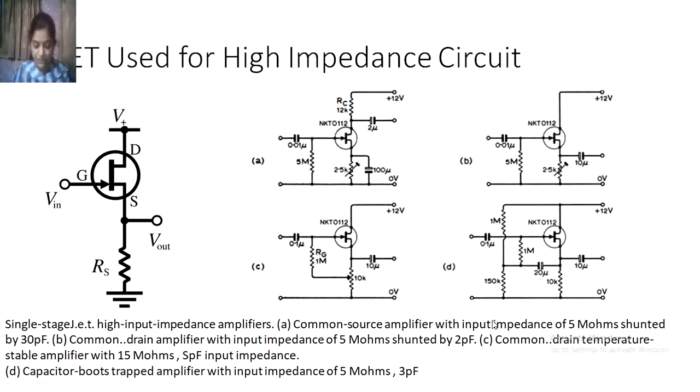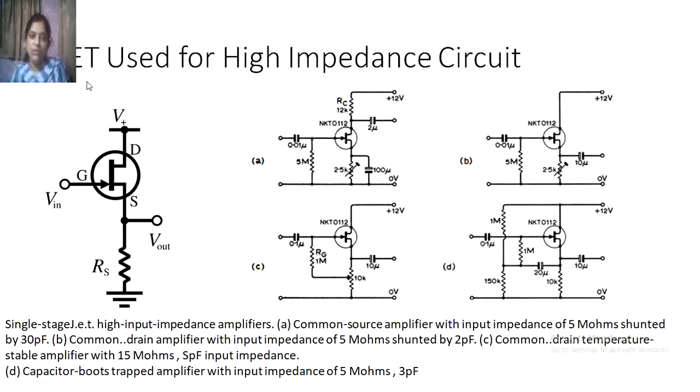So in figure D, an alternative arrangement sometimes used, a 20 picofarad capacitor is bootstrapped with the 1 megaohm gate resistor to give an overall input impedance of approximately 5 megaohms shunted by 3 picofarad. So this is the capacitor bootstrapped amplifier, with input impedance of 5 megaohm and 3 picofarad.